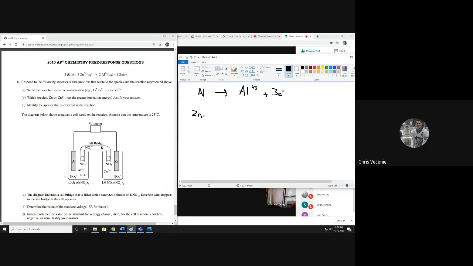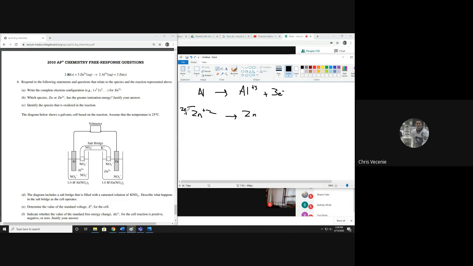And we don't care about coefficients because the coefficients don't change it, all right? The only thing we do care about is if we flip it, because if we flip it, the E cell goes from negative to positive. All right, so I get my 2 electrons in there.